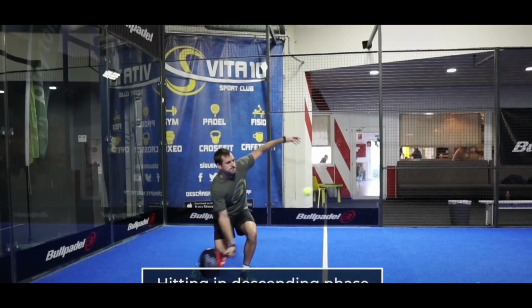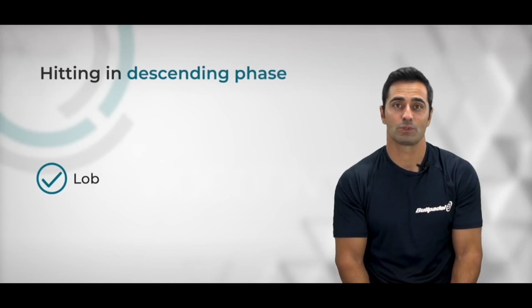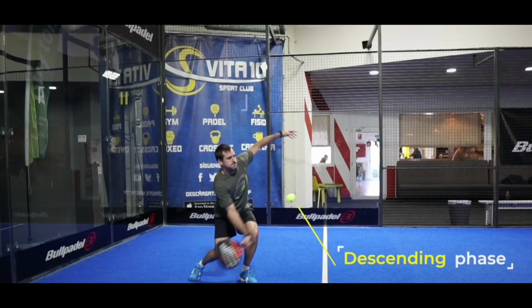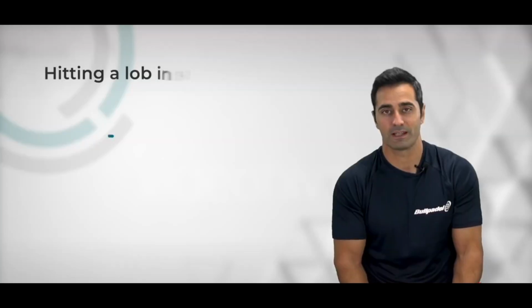The third and last situation is hitting the ball when it's falling down. I recommend that when the ball is falling down, you play shots like, for example, the lob. When the ball is falling down, you'll be able to place your racket under it, making it a lot easier to make a good lob. You will notice an increase in quality and control of your lob.